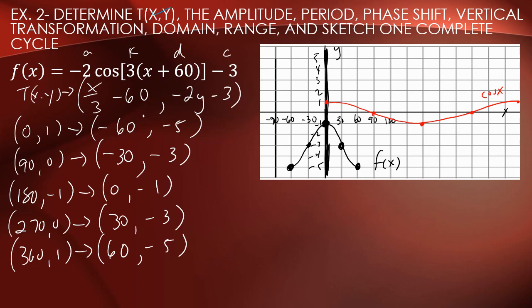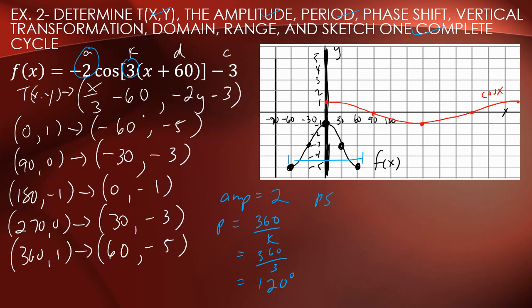So we did our TXY. We sketched one cycle. Our amplitude is just our a value, but remember, always positive. And you would get that if you use the formula max minus min divided by 2. It would always be positive, but our amplitude is 2. Our period: we could look at our graph, or right from negative 60 to 60, or we can use our formula 360 over k. Our k value is 3. What's 360 divided by 3? 120. What's the distance from negative 60 all the way to 60? 120. Perfect.